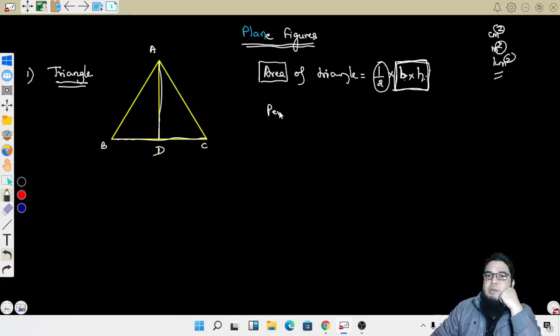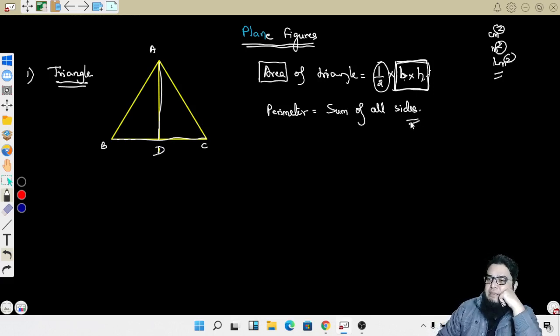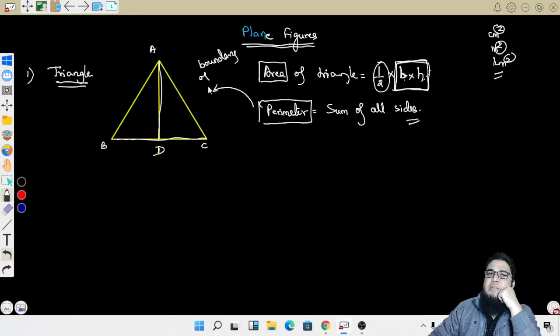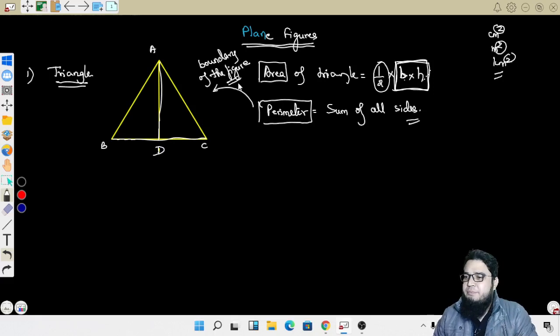Now, if we talk about the perimeter of a triangle, obviously perimeter is what? Sum of all sides. Because perimeter is simply the boundary of the figure. What you find in the boundary, just add it, you will get the perimeter.